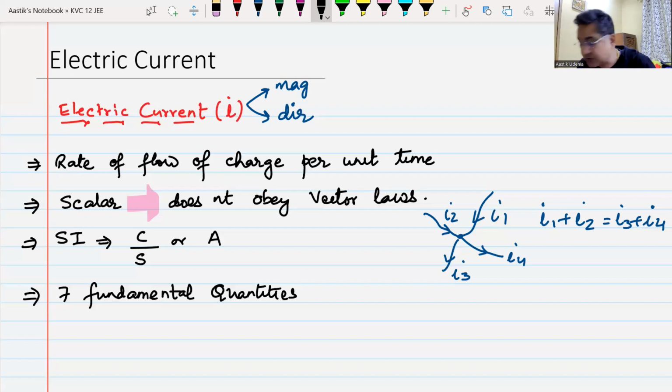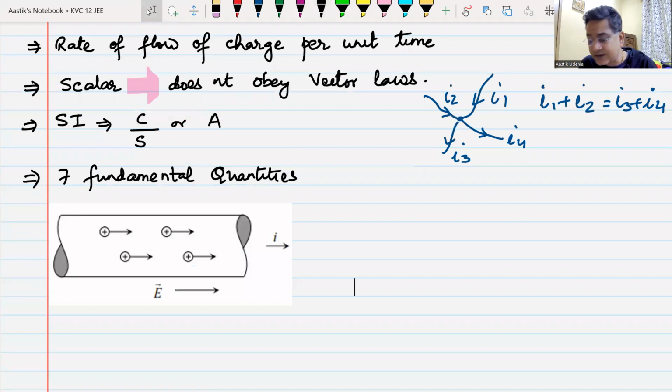Now, since we talked about the direction of current, we must also see what the direction of current is taken as. Normally, in a conductor, electrons will flow. Yes or no? Current is the flow of electrons. In a conductor there are a large number of free electrons and they flow. But the direction of current is not taken as the direction of flow of electrons. It is taken as the direction of flow of what?